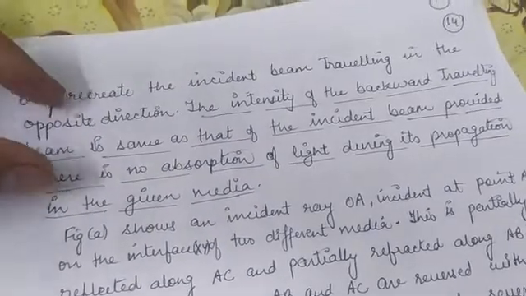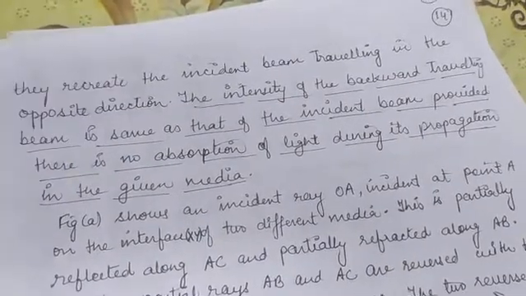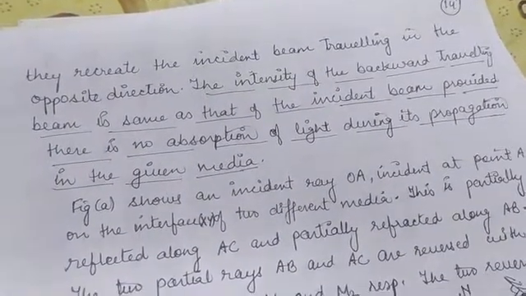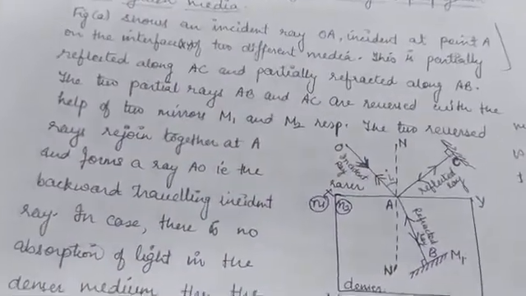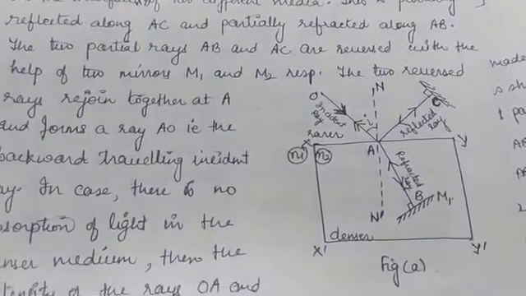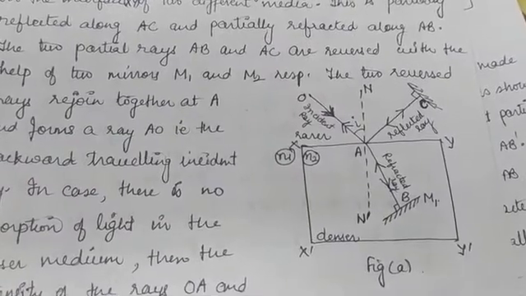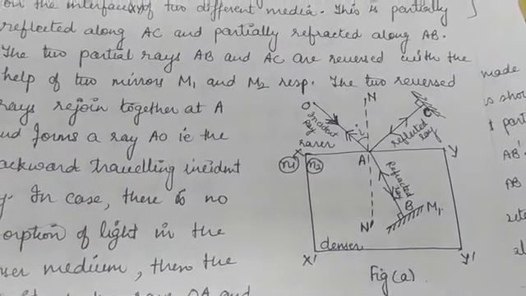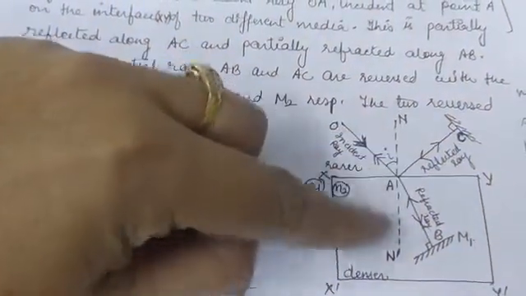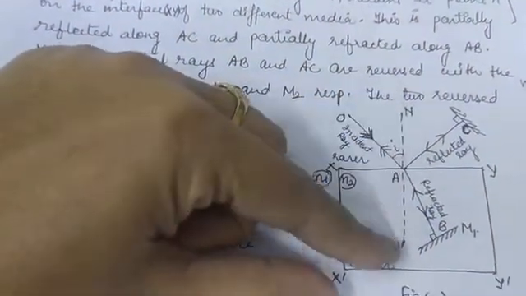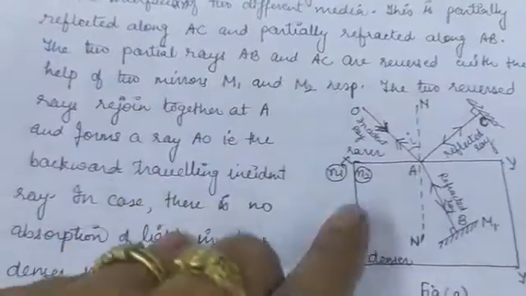Alright, this is the meaning of the principle of optical reversibility. Now I'll explain this on the basis of this figure. See the figure. I have taken over here a glass slab, X, Y, Y dash, X dash. N, A, N dash is the normal to the surface XY of the glass slab.